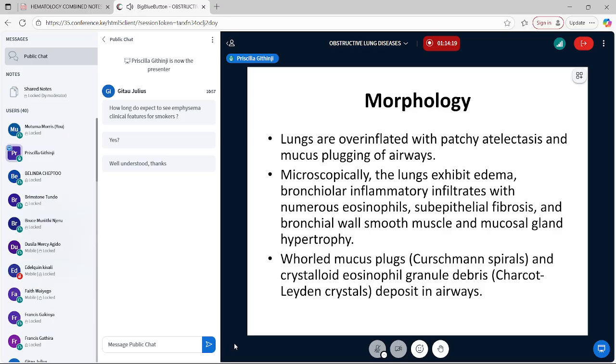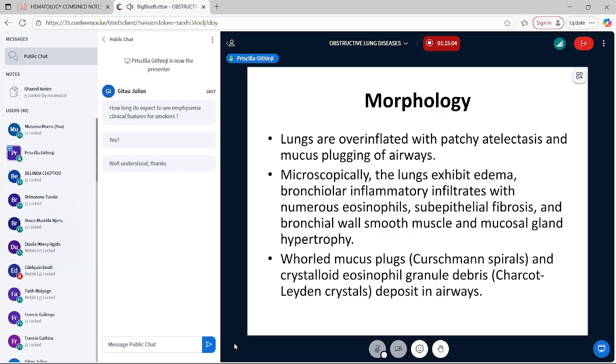So how do the lungs and airways look? So in asthma, the lungs are usually overinflated with patchy atelectasis and mucus plugging of your airways. Atelectasis is collapse, so you'll have patchy collapse of certain parts of the lungs. Microscopically, the lungs usually exhibit edema. You're going to have bronchiolar inflammatory infiltrates with numerous eosinophils. You'll also have subepithelial fibrosis, and you'll have bronchial smooth muscle and mucus gland hypertrophy.